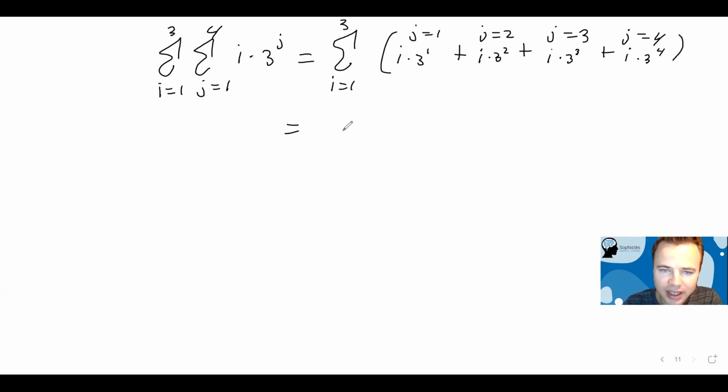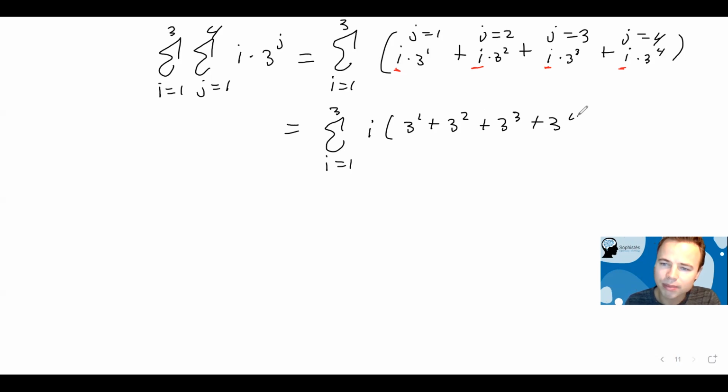So let's see if we can simplify it. I copy this summation here. And then I have the following. I have i, and i. So I can get this i out of the brackets, right? And then I get 3 with the power of 1 plus 3 with the power of 2 plus 3 with the power of 3 plus 3 with the power of 4. Could somebody plug this part into his calculator? Could somebody do that for me?